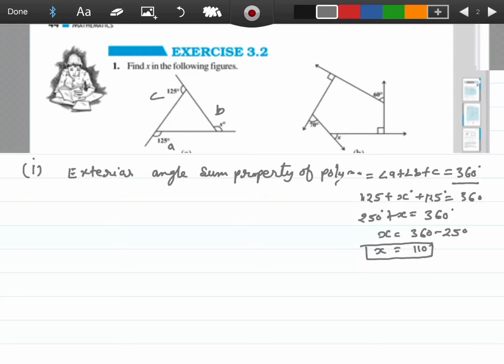And in the second question, what you have to do, how many exterior angles are there? Now how will you find the unknown? Here only one angle has been given to you. In the second figure you can see only one unknown angle has been given to you, or two unknown angles. So how will you find the remaining angle?